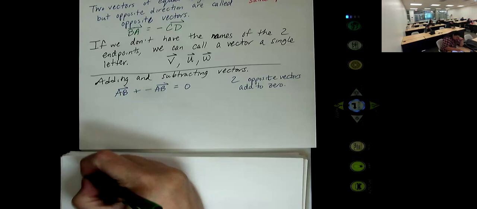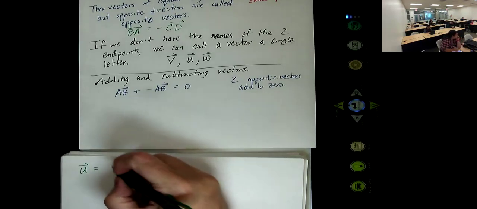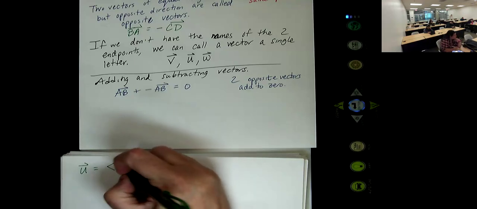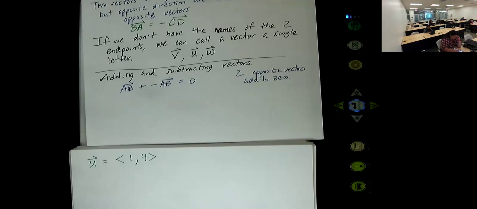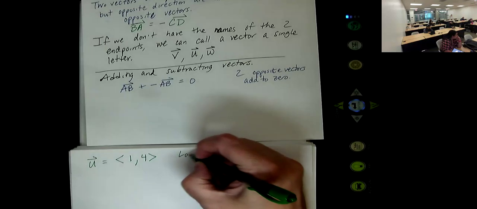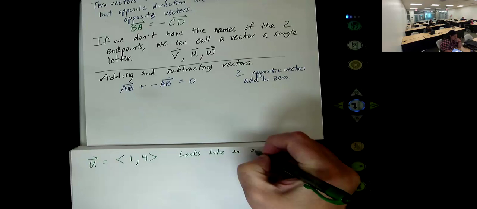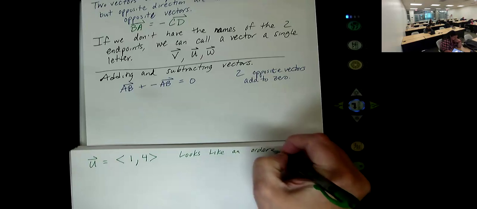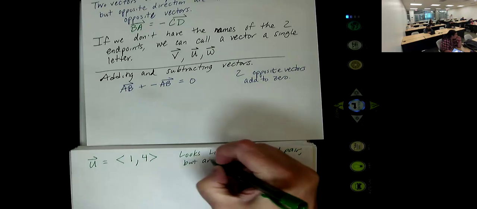Let's say I have vector u. It has a direction or has a coordinate system like this. It looks like an ordered pair, but with arrows instead of parentheses.